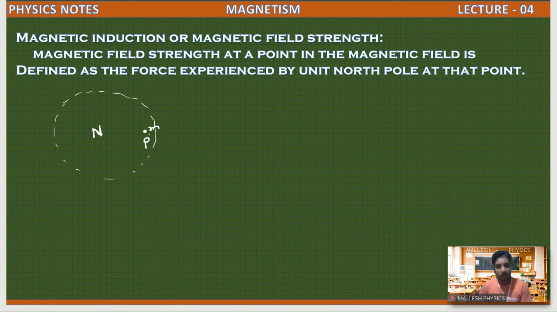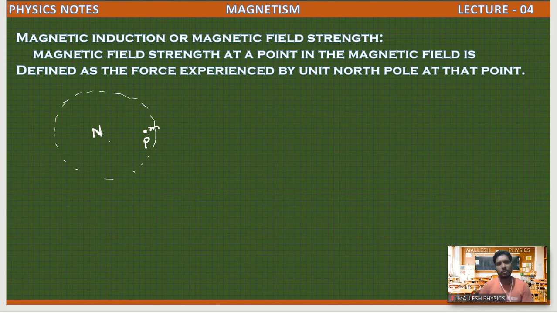At this point, with how much force this north pole is repelling this unit north pole, that force is called the magnetic field strength at that point. You should not think that magnetic field strength is the same everywhere inside the field. No. Magnetic field strength is different at different points. It is more at the points which are near to the north pole, and less at the points which are farther from the north pole. So it depends upon the distance of those points from the north pole.